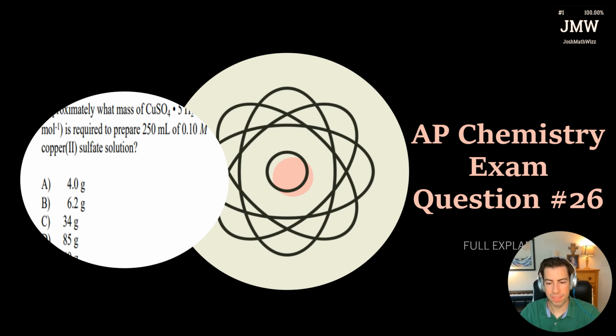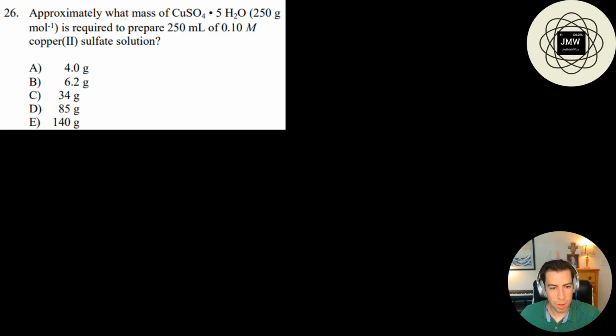Okay, 26. All right, so approximately what mass of copper sulfate, what do you call it? Oh shoot, how do you pronounce this one? Pentahydrate? I think it's copper sulfate pentahydrate is required to prepare 250 milliliters of 0.10 molar copper 2 sulfate solution.